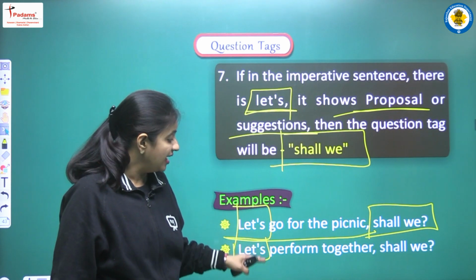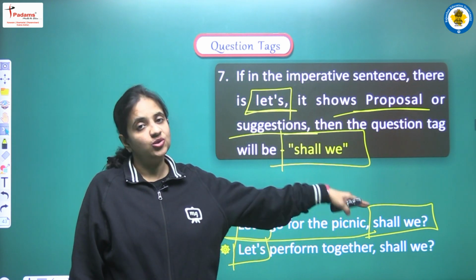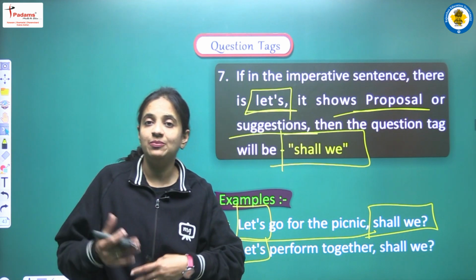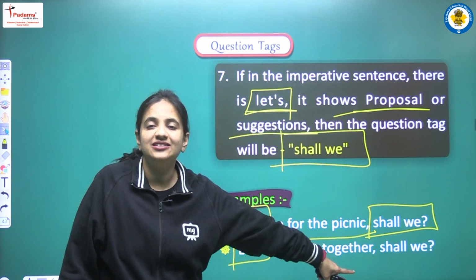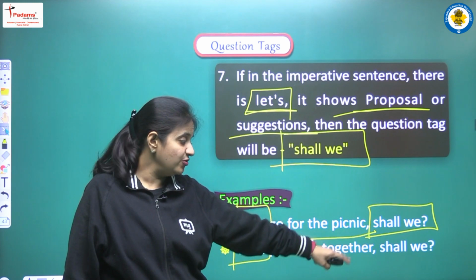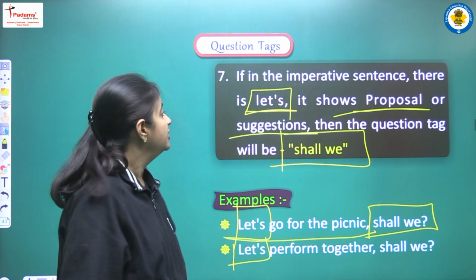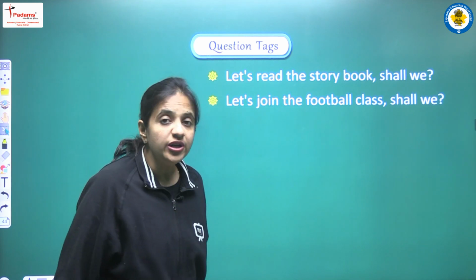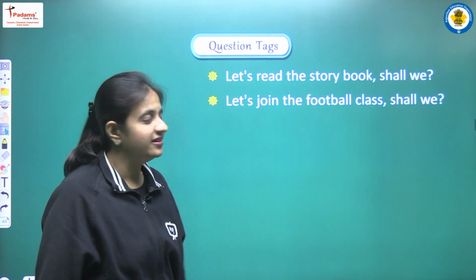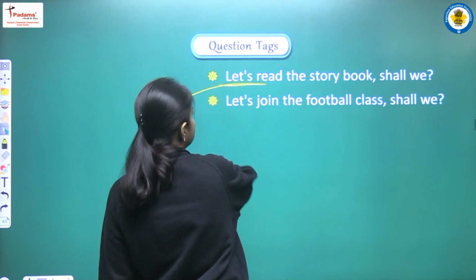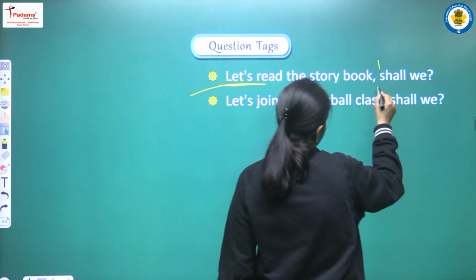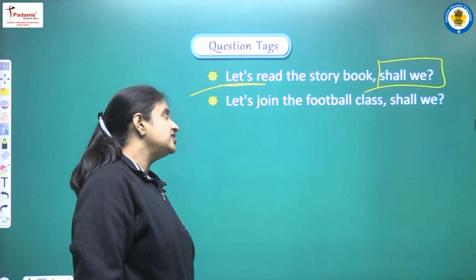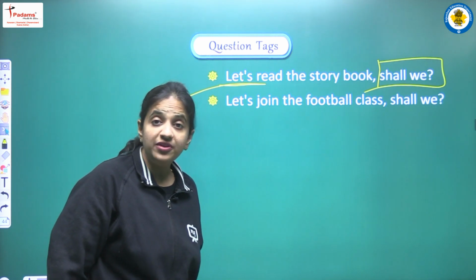Another example: let's perform together. So again we can see that in the sentence we are having a suggestion, a proposal. So the question tag that we are adding here will be shall we. Some more examples are here. Let's read the story book. This is also an imperative sentence, and in this sentence we are having let's, and because of this word, our question tag will be shall we, and the complete sentence will be: let's read the story book, shall we.